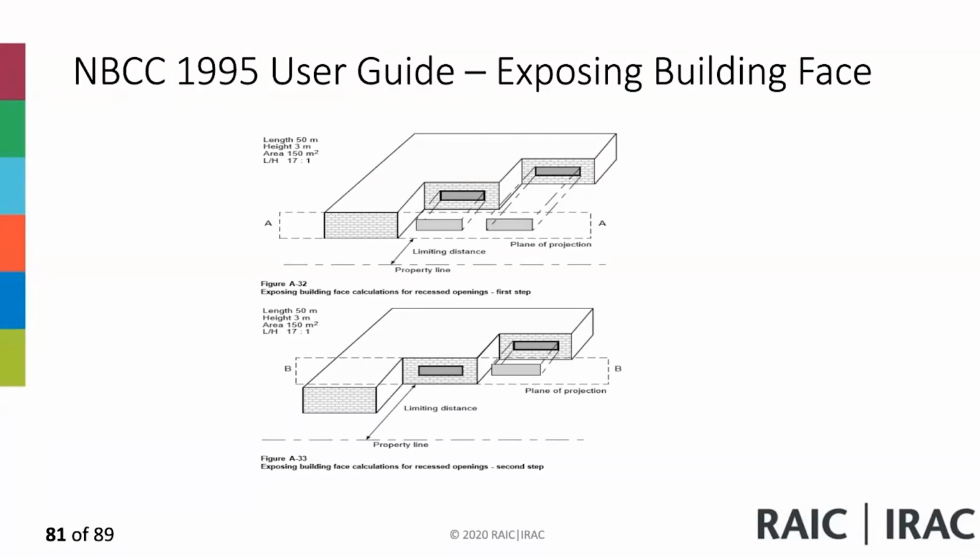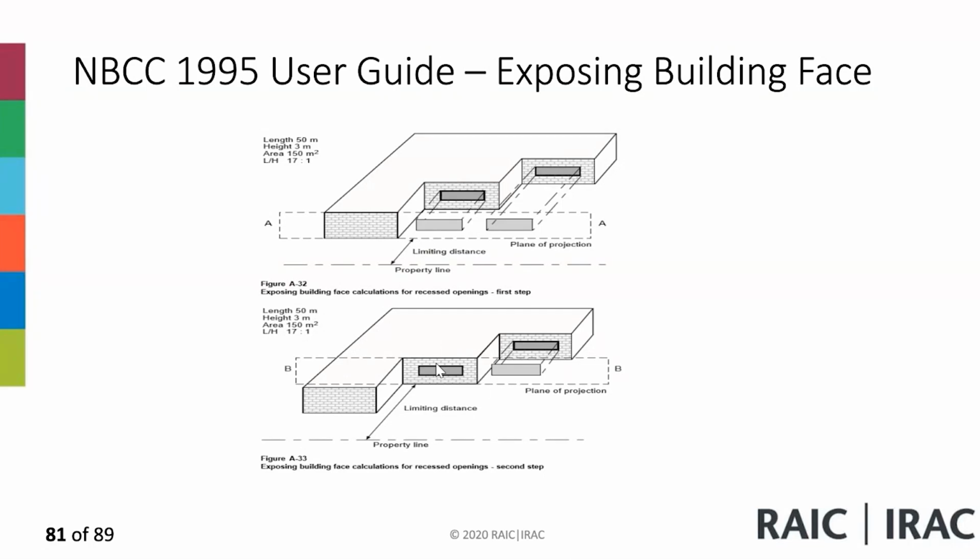So again, I'll go back to the NBCC 1995 user guide. It's got a nice illustration of where we measure the exposing building face. So we've got openings here, openings here. This is the plane of the projection of the openings. And I measure my limiting distance from the exterior wall. If I have no separation between the fire compartments here, I have to measure then my limiting distance to here, from this distance to the property line.